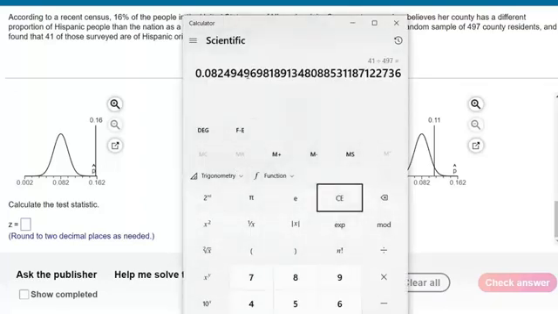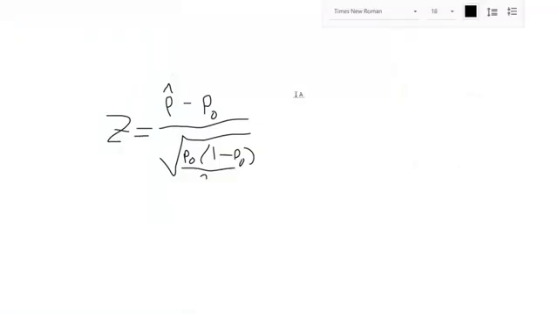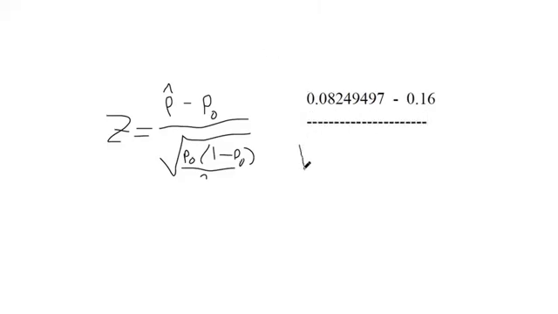I'm going to take a bunch of decimals just to make sure I'm making WebAssign happy. So I'm going to round that up. This is my P hat. Our population proportion, the amount we're trying to compare to, is 0.16. And then we divide that by the standard error. So I'll draw a little square root symbol.